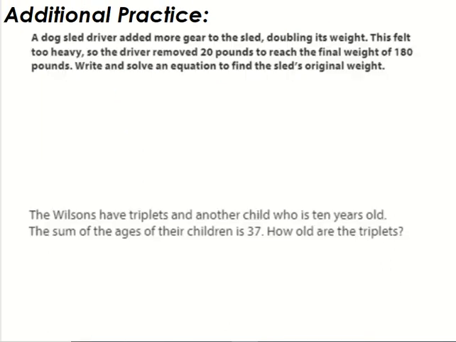Okay, so sometimes you'll have to write the equation first, and then you'll be able to solve after that. So a dog sled driver added more gear to the sled, doubling its weight. This felt too heavy, so the driver removed 20 pounds to reach the final weight of 180. So that final weight here of 180 is equal to 180. So removed 20 pounds is minus 20 pounds. Okay, and then I want to write and solve an equation to find the sled's original weight. So we're looking for the original weight here, but I know remove 20 pounds is minus 20. That's taking away 20. We know final means that's what it's equal to.